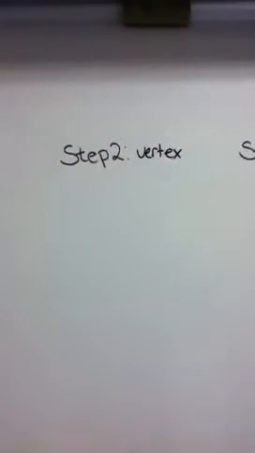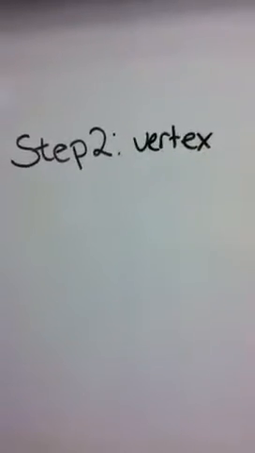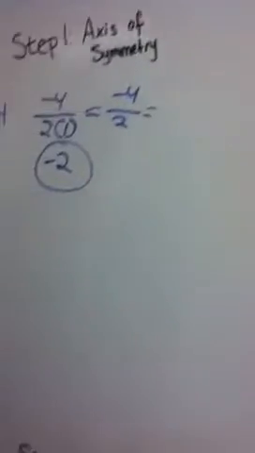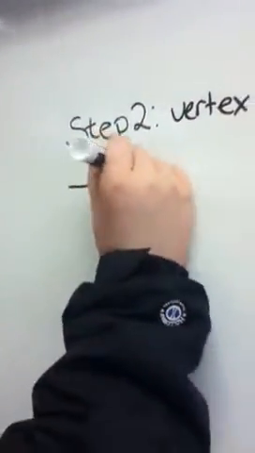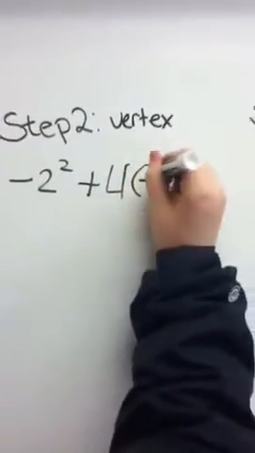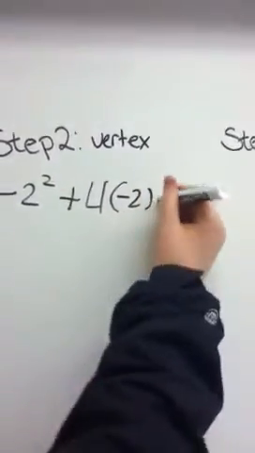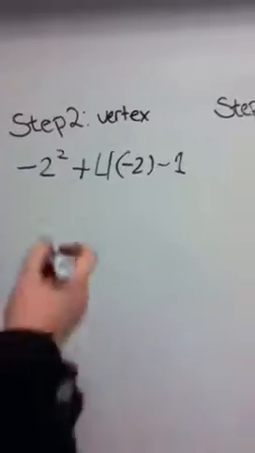On to step 2, the vertex. Okay, so for vertex, thanks to Mallory for doing the axis of symmetry over here. For vertex, all you have to do is substitute negative 2 for all the variables in the original equation. So that would leave us with negative 2 squared plus 4 times negative 2, minus 1. And then you just do some simple solving.